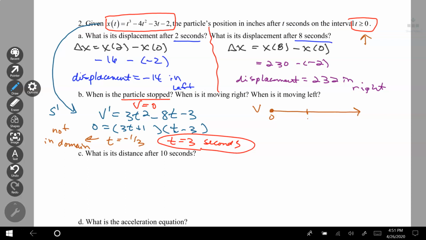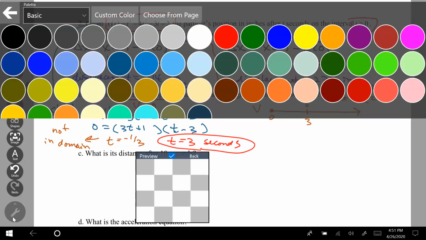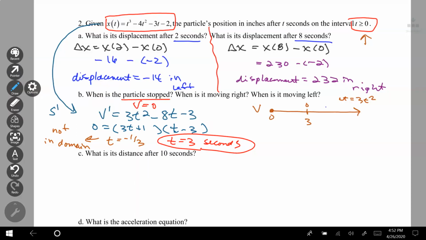and I have 3 on here, and my leading term is 3t squared, and when I put in my values, the right side is positive, left side is negative, so this is where it goes left, this is where it goes right. It is stopped at 3 seconds, and it goes left from 0 through 3, and it goes right from 3 to infinity.